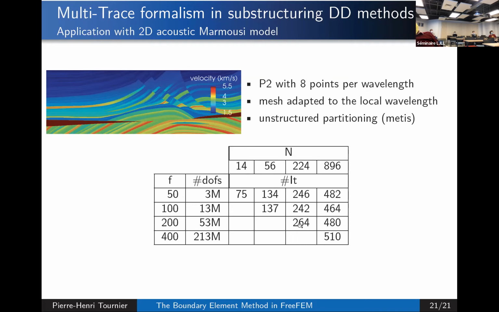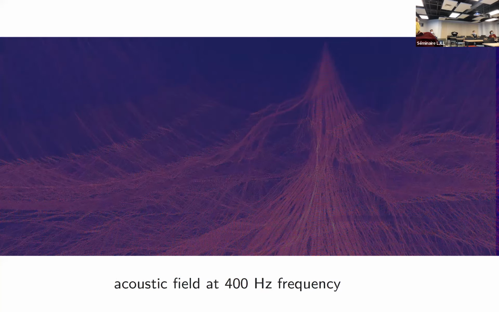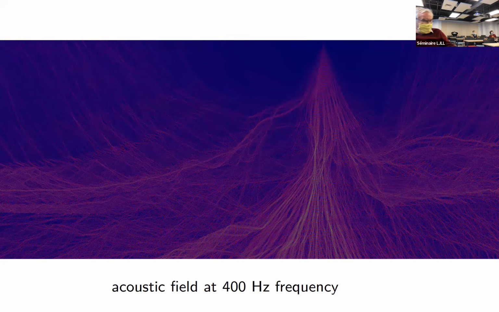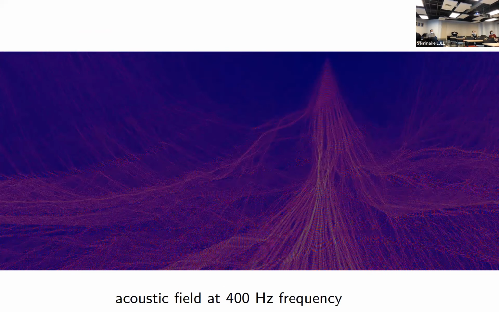But if you go up in frequency and keep the same number of subdomains, you can see that the number of iterations is pretty steady. So it's good news for the future, I guess, because these are still preliminary results. And I just end up with the full picture at the highest frequency, 40 Hz of Marmousi. So this is the real part of the acoustic field, and you can see we are able to solve problems with a lot of wavelengths. So this is still 2D, of course.